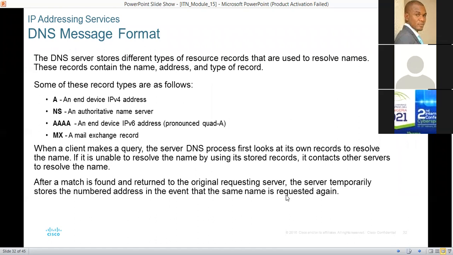So you can see it keeps adding to build its own database to be able to resolve names. For IPv4 you can see what it is, and for an authoritative name server it's NS. These are just the different ways in which the DNS addresses the sites you visit based on their domain. For an end device with an IPv6 address, it is the AAAA record. So these are just record types that you have to match with each behavior: IPv4, IPv6, and the mail exchange record.